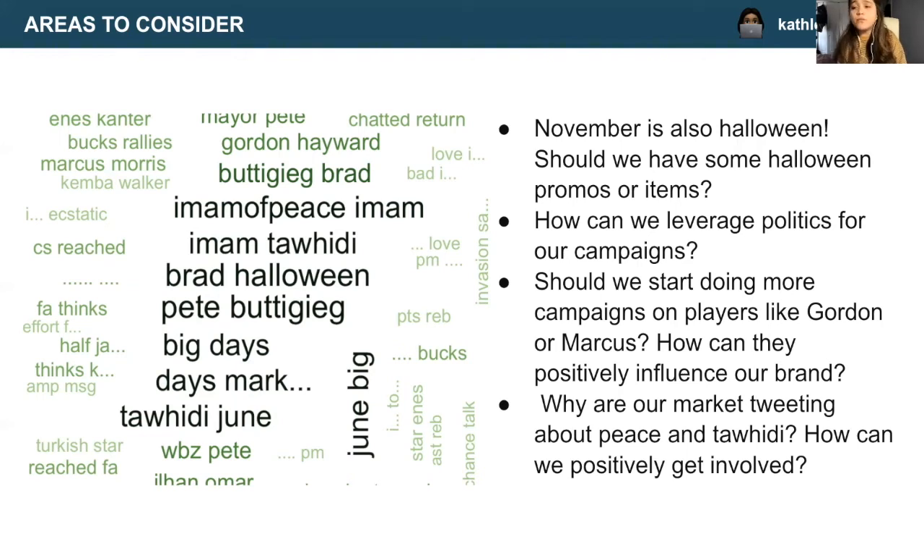For example, November is also Halloween, so should we also have some Halloween promos or items? How can we leverage politics for our campaign, since we notice that they're also tweeting a lot about politics? Should we start doing more campaigns on players like Gordon or Marcus? How can they positively influence our brand? And why is our market tweeting about peace and Tawhidi? How can we positively get involved? So these are some areas to consider in terms of creating our next marketing campaigns.